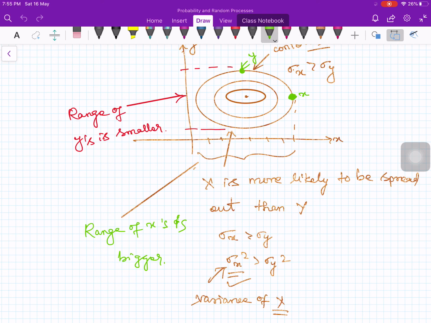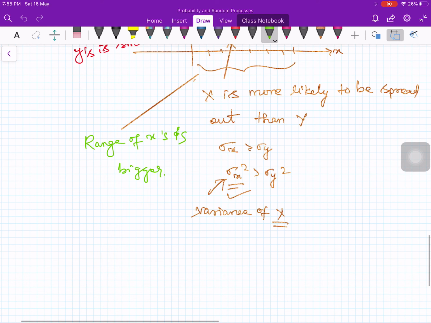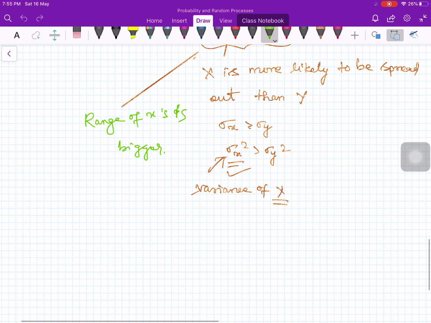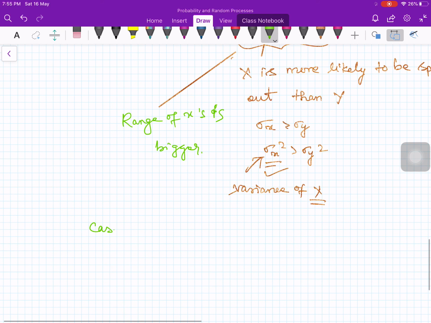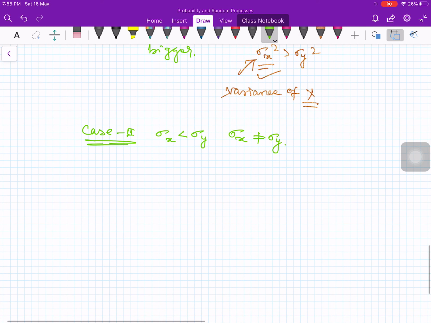Now if the variance of y were bigger, then the ellipse would be the other way. So let me take case 2. In this, the variance of y is bigger and sigma x is not equal to sigma y. So now what will happen? The figure looks like this.